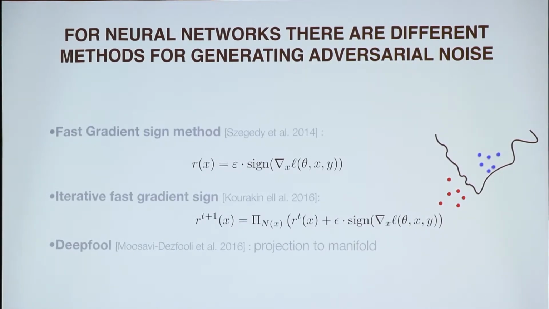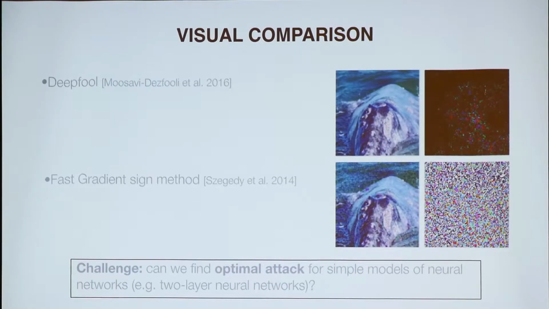After that, there have been other methods like the iterative fast gradient method, which does this process iteratively, searching for where to push the point so that we can create an adversarial example. And more recently, there's the method of DeepFool, which tries to generalize this idea of projecting a point to the manifold, even though the spaces are not convex. When you try these different methods, you can have a visual comparison and decide for yourself what looks better.